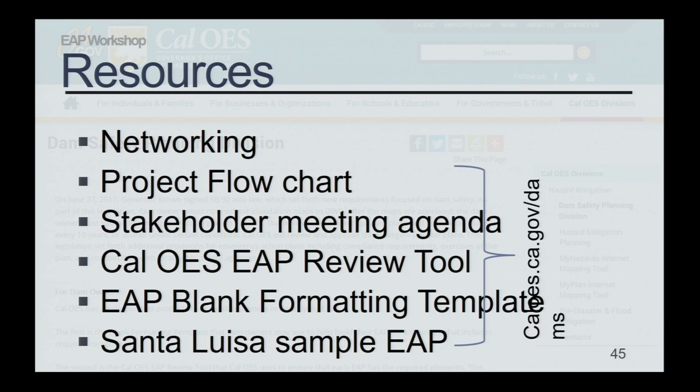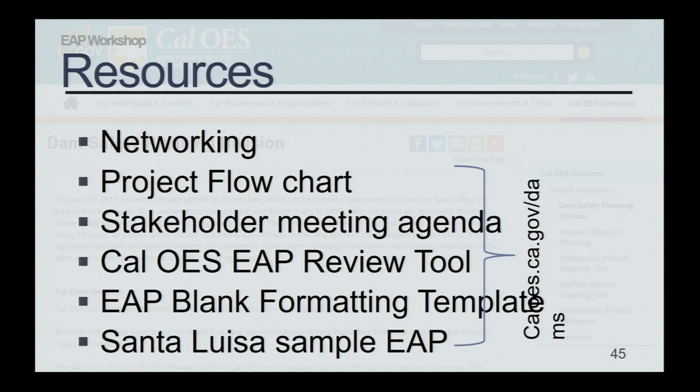It says caloes.ca.gov/dams. And there we are working on the first 2, a project flow chart to help you visualize the tasks that will be required to complete an EAP, how it all fits together, and a stakeholder meeting agenda, again, to help you guide those interactions. And the last 3 are up there now.